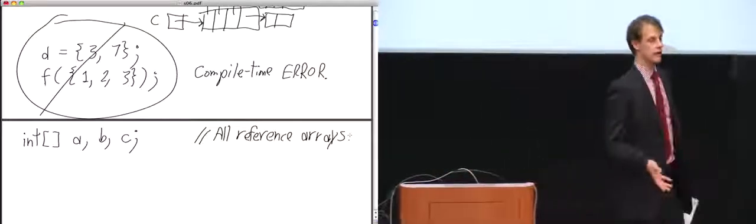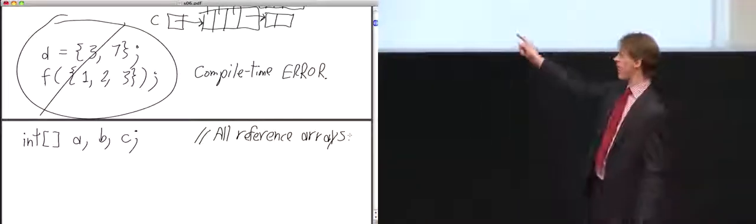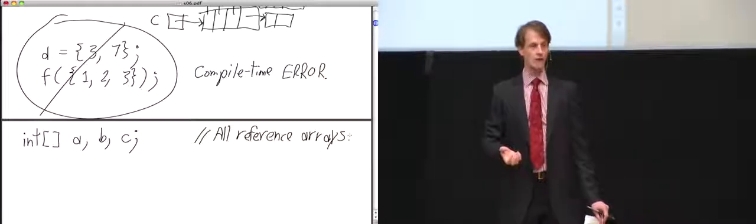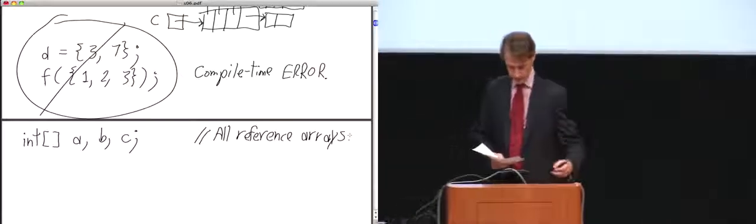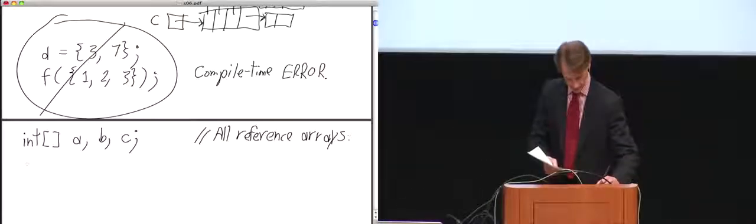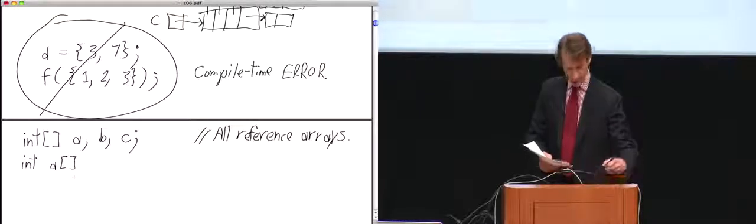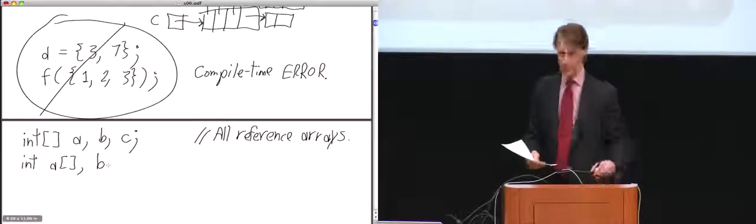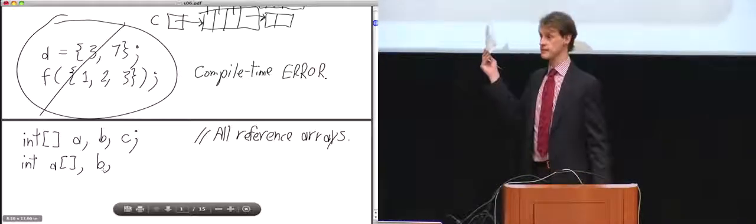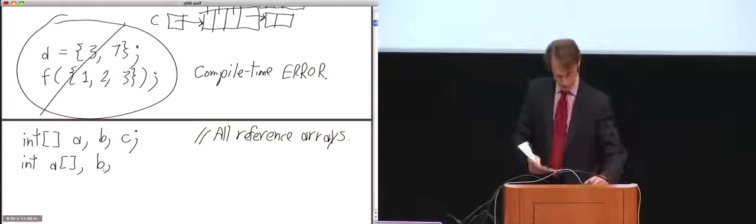Now, the C style of declaring arrays, you don't put the brackets on the type. You put the brackets on the variable. And when you do that, they apply to that variable only. So a classic way to declare arrays in C would look like this. Here I want A to be an array of ints. I want B to be just an int, not an array at all. And I want C to be a 2-dimensional array of ints.